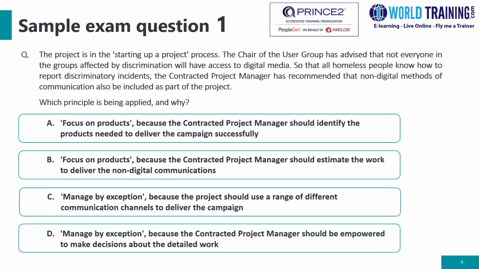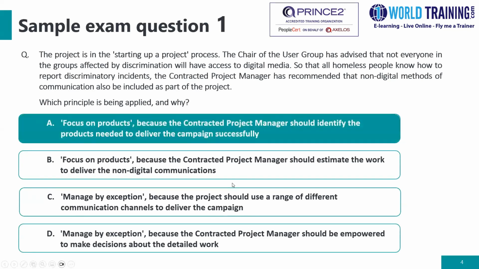In questions like these, you could narrow down the answer to a particular principle. When we read the question, it seems to be focusing more on focus on products. So you could narrow down to A and B and rule out C and D. And with A and B, the right answer is A. Focus on products, because the contractor project manager should identify the products needed to deliver the campaign successfully.